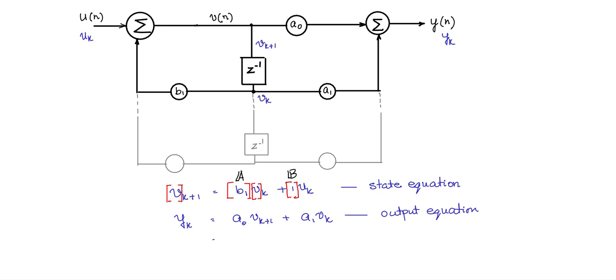Likewise, for the output equation, I will write Vk plus 1 in terms of all the state variables: B1 V of k plus A0 uk plus A1 Vk. So y of k can be written as A1 plus A0 B1 times V of k plus A0 uk.